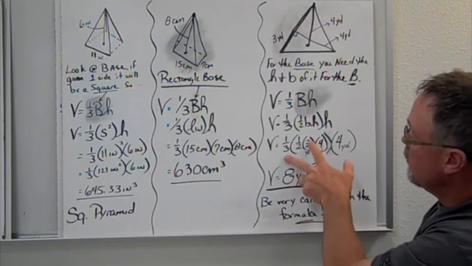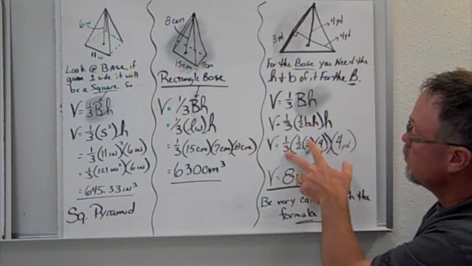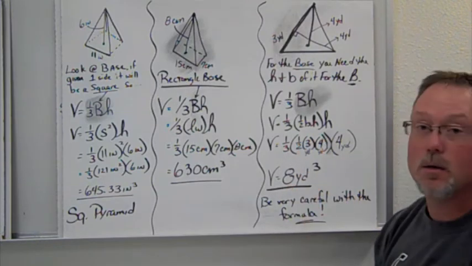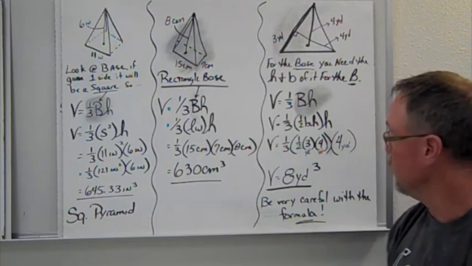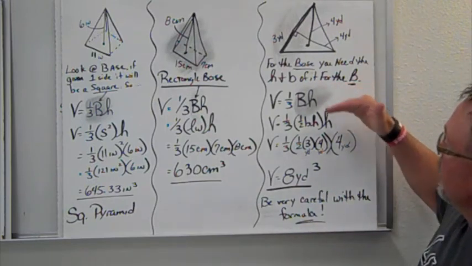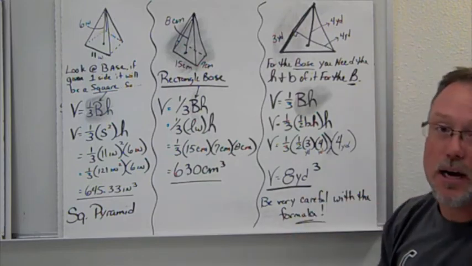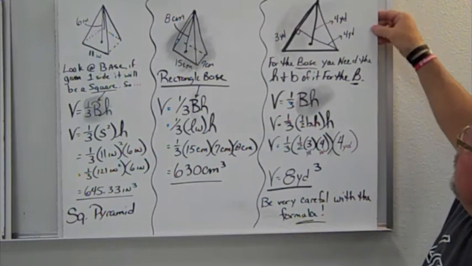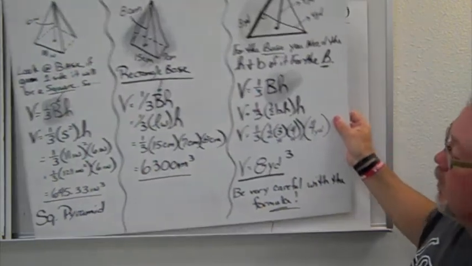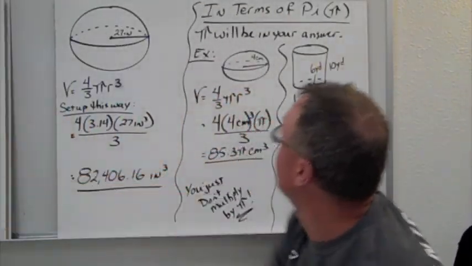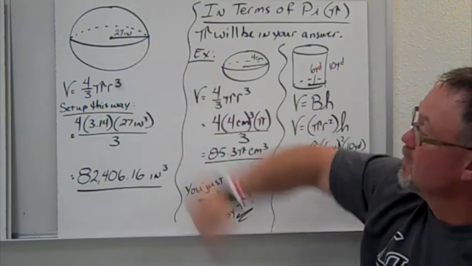Now, if you notice, 3 can reduce with 3 here, 2 can reduce with 2, and then again we'll be getting our volume of 8 yards cubed. So be very careful in how you set the problem up, because that's going to dictate how you solve the problem. Okay? Now, we've got a couple more to look at, and that is a sphere.